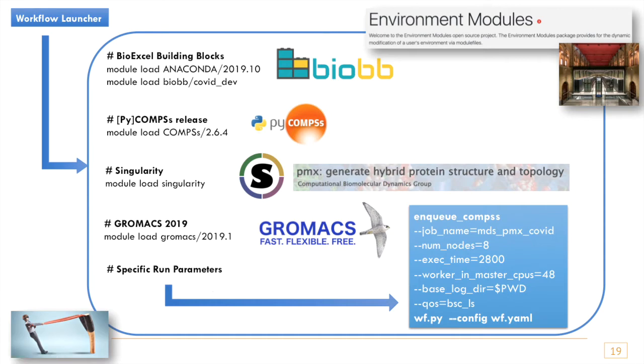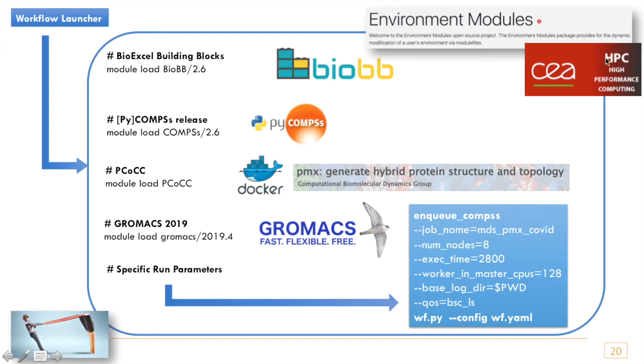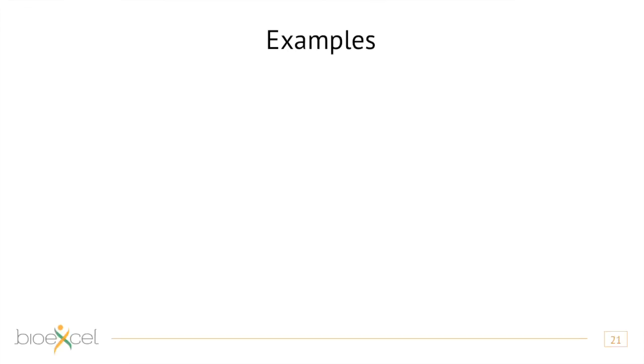For example, this is for the MareNostrum4, but if we go to the French CEA HPC center, we should modify the module load for the BioDB. We should also modify the module load for Singularity. They are not compatible with Singularity. They are compatible with Docker through another library called PCOCC. This is just an example of how we are modifying the launcher to be able to execute exactly the same workflow, because this is exactly the same template, but on different machines. And I will show you examples of this launcher in this tutorial.